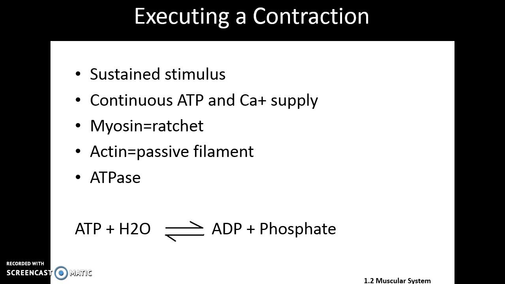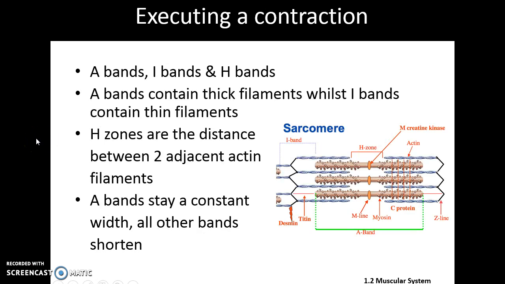ATPase is an enzyme that catalyzes the reversible reaction, which is shown on the bottom of the screen here, enabling a quick supply of energy for muscle contraction. In order to maintain muscle contraction, a stimulus is needed, and also a continuous supply of ATP and Ca+ ions.